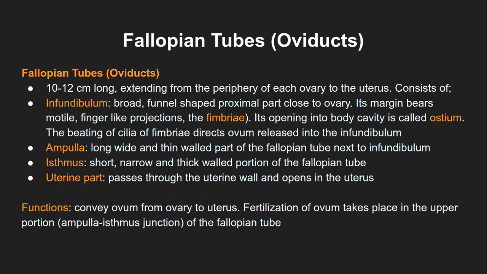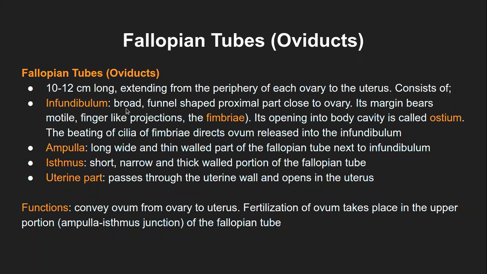So the first structure after the ovary that we are going to look at is the fallopian tubes, or they are also called oviducts. Now fallopian tubes are 10 to 12 centimeter long tubes extending from the periphery of each ovary to the uterus. That is, around the ovary there is some structure of the fallopian tube until the uterus, where they attach in terms of tubular structure.